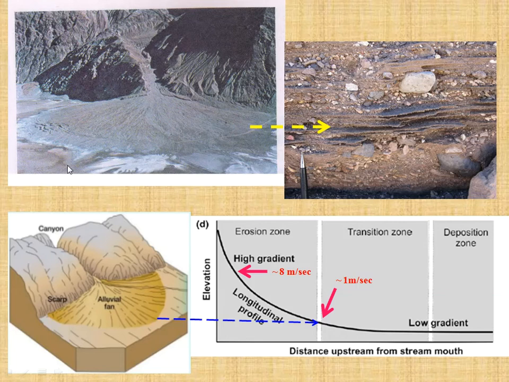Suddenly you enter into the plains, and suddenly the gradient changes. So earlier you are in the higher Himalayan region, the velocity is 8 meters per second, and the gradient is so high. And as you enter the foothill region, the velocity comes to around 1 meter per second. So there is a drastic reduction in the velocity, reduction in energy, and so the sediments will keep on getting deposited in the form of a fan. So this is known as alluvial fan.